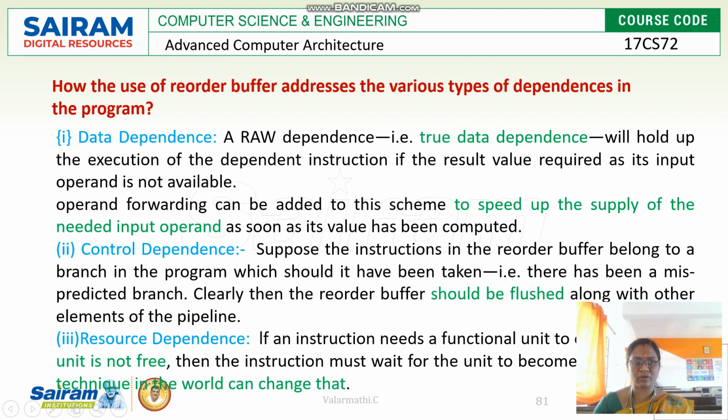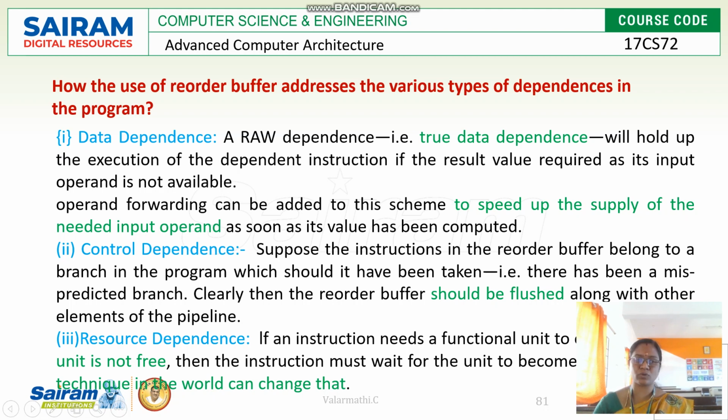How does operand forwarding happen? With the help of reorder buffers. Then control dependence. Control dependence always happens when branching instructions occur. When a mispredicted branch happens, the reorder buffer should be flushed, along with the other elements in the pipeline. So this is what happens in control dependence.